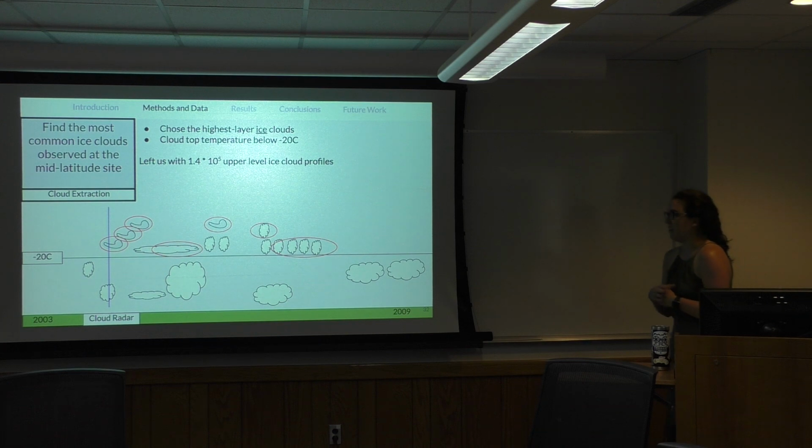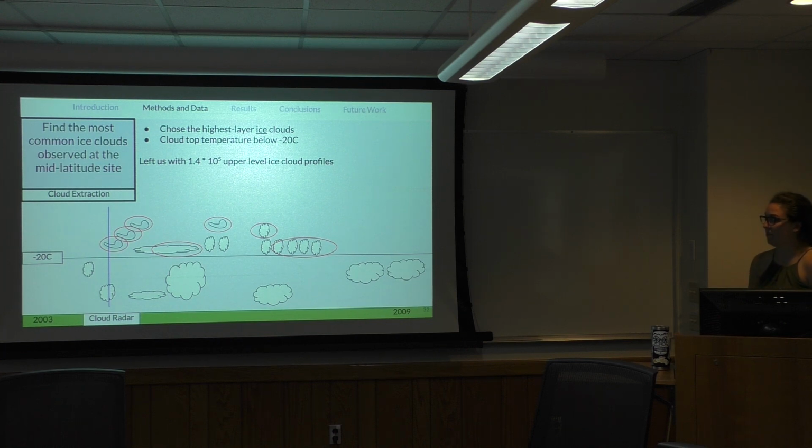So now that we have gone over the instruments at this site, what we're able to do is find the clouds that are observed at this site. So we decided to look at all the profiles from 2003 to 2009, and find the highest layer ice clouds, with cloud top temperatures below -20 Celsius. And this schematic is just that process of finding those higher layer ice clouds, and the circled ones would be ones we would include in our analysis.